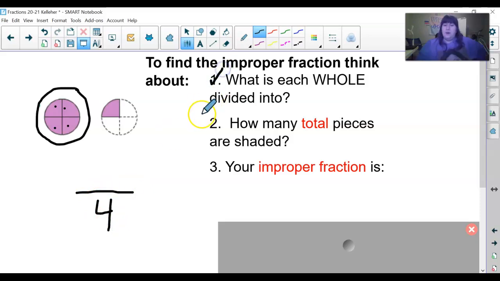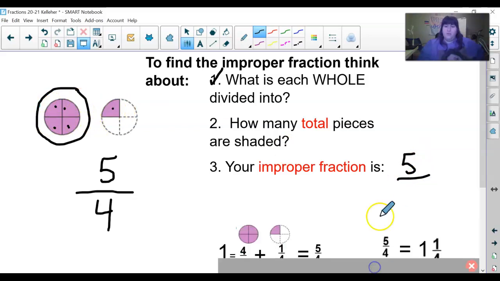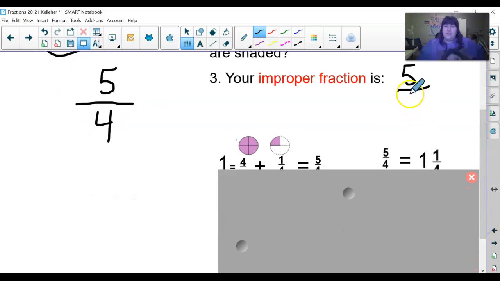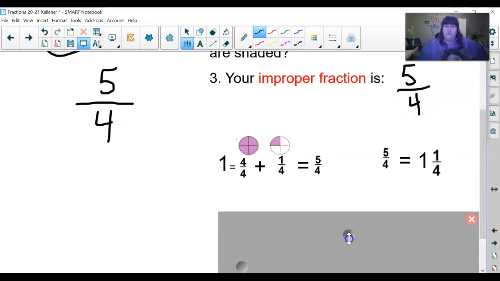Okay. Next question, how many total pieces are shaded? Not just in the 1 whole, but in all. Well, we have 1, 2, 3, 4, 5. So we have 5 pieces shaded, and 1 whole is broken into 4 parts. So you can say we have 5/4. That is our improper fraction. We have 5 pieces shaded, but 1 whole is broken into 4 equal parts. Okay? So once again, we can say we have 5/4.